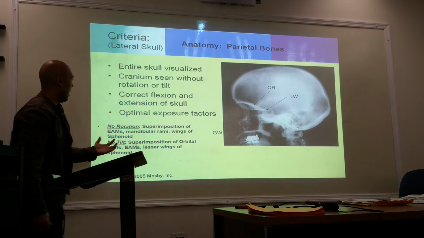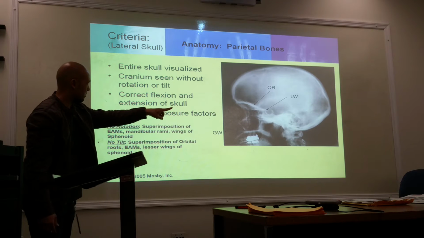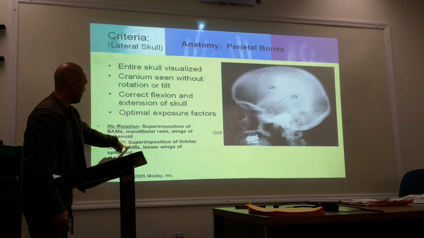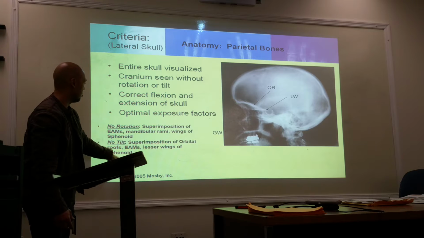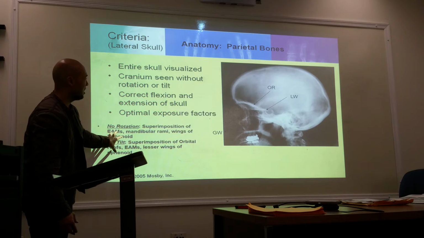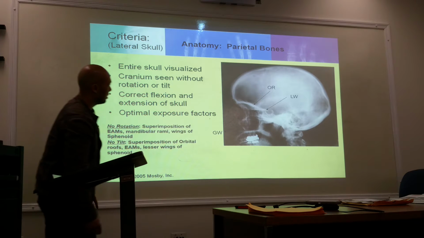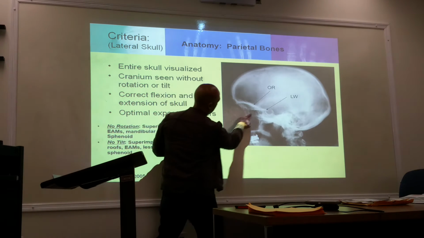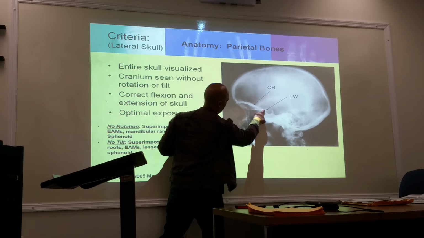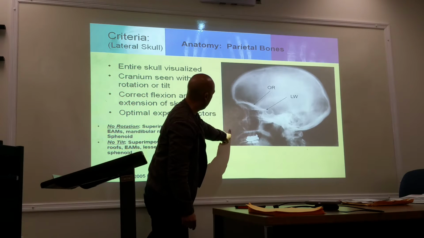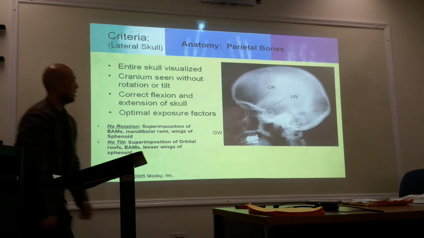Wings of sphenoid. Okay, lesser wings up there. No tilt, superimposition of orbital roofs. EAM should be one. Lesser wings of sphenoid should also demonstrate as one. So this is your criteria for no tilt, no rotation. So greater wings here, lesser wings here. Greater, lesser. I should change that. Is that hard to see? Yeah. Okay, I'll fix that.